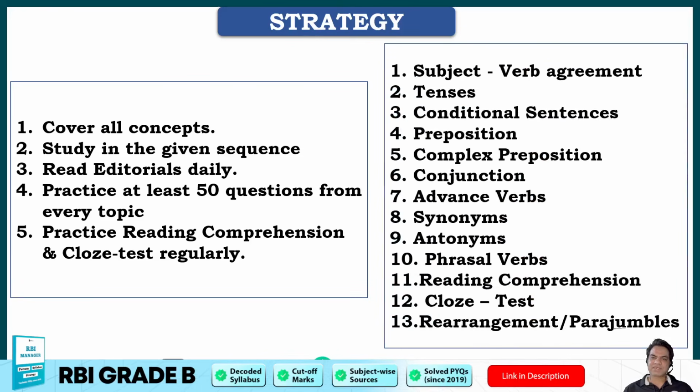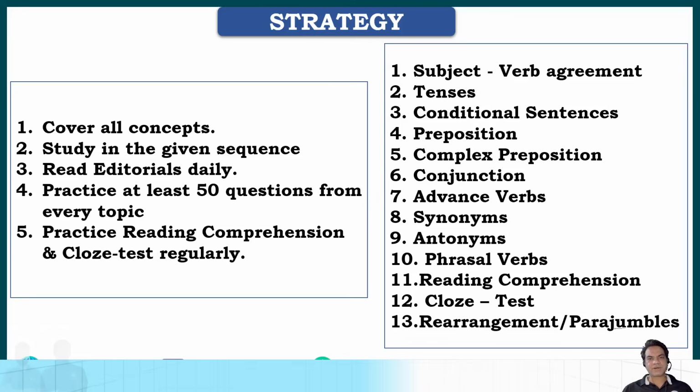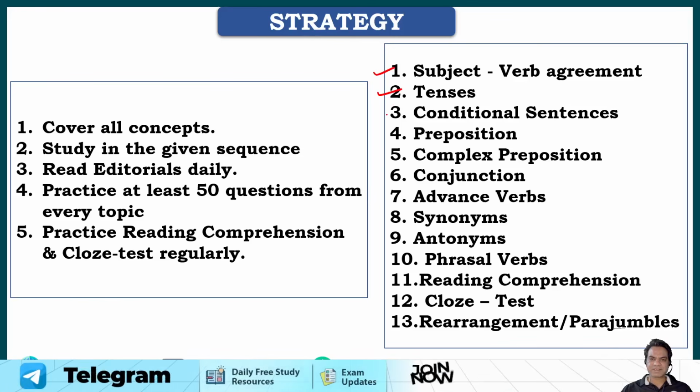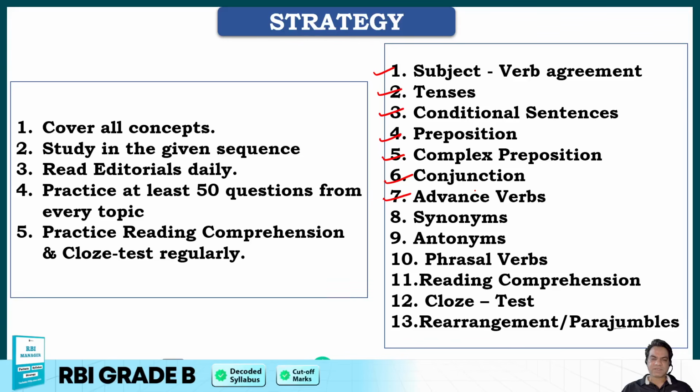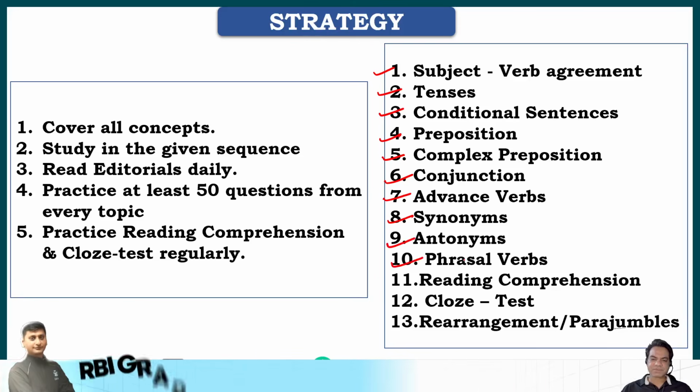First of all, guys, you need to understand. If you ask me, sir, can you give us some topics which are really, really important? Now, guys, these are 13 topics. If you look into them, I think you'll be able to get across the cutoff and score decent marks. First of all, in the grammar part, you should be targeting subject verb agreement, tenses, conditional sentences, preposition, complex preposition, conjunctions, and advanced verbs. So these 7 topics in your grammar. Then in your vocabulary, synonyms, antonyms, phrasal verbs, and idioms and phrases.